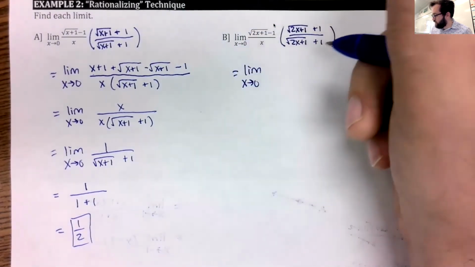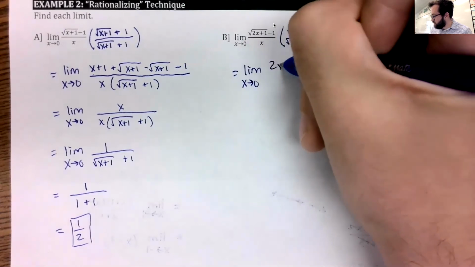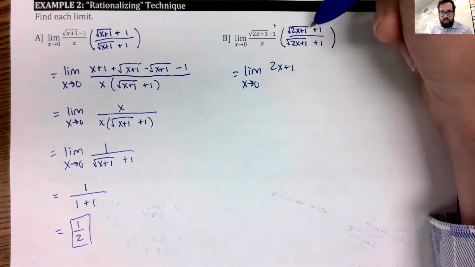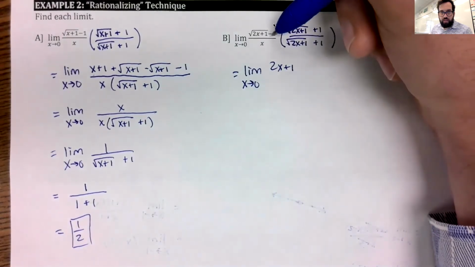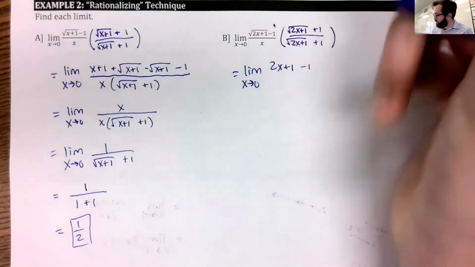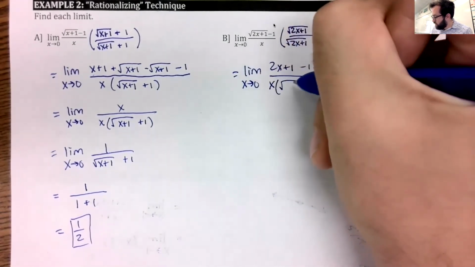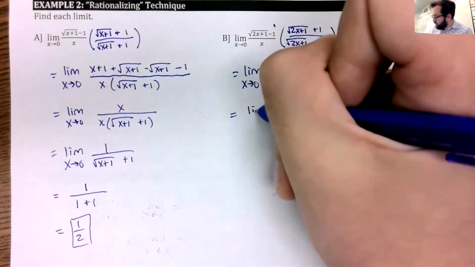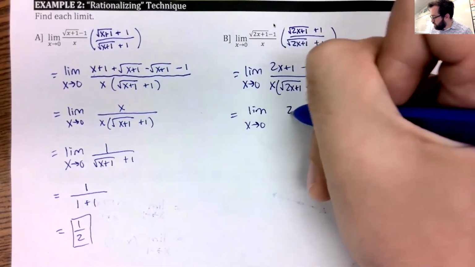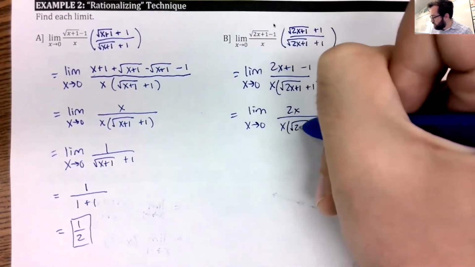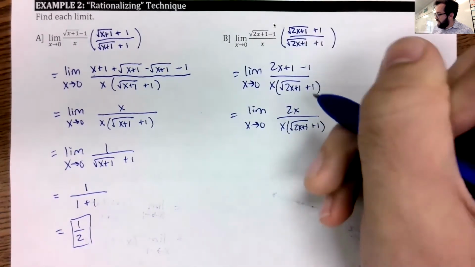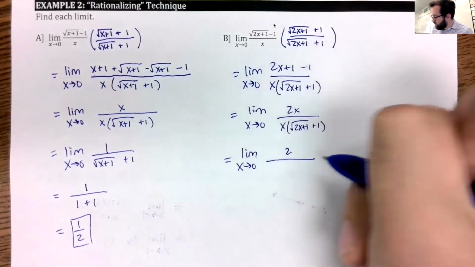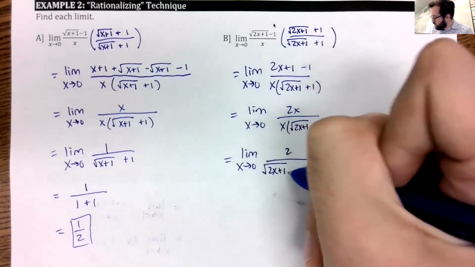So we end up with, on top, after we FOIL, 2x plus 1. Now this time, since we've already done this once, I can tell you that when we multiply conjugate pairs together, the outer and the inner always cancel out. So we're just left with the last part, -1, over x times the square root of 2x plus 1 plus 1. The +1 -1 cancels, so we're left with the limit as x approaches 0 of 2x over x times the square root of 2x plus 1 plus 1. The x is canceled, but the 2 stays. So we get the limit as x approaches 0 of 2 over the square root of 2x plus 1 plus 1.